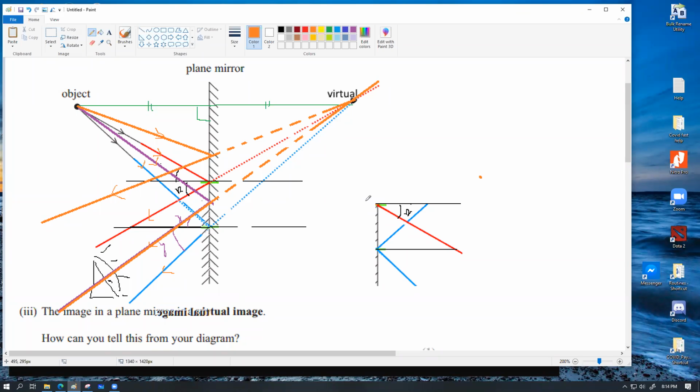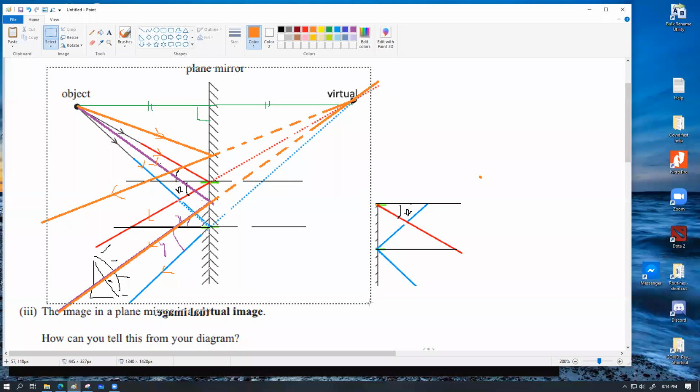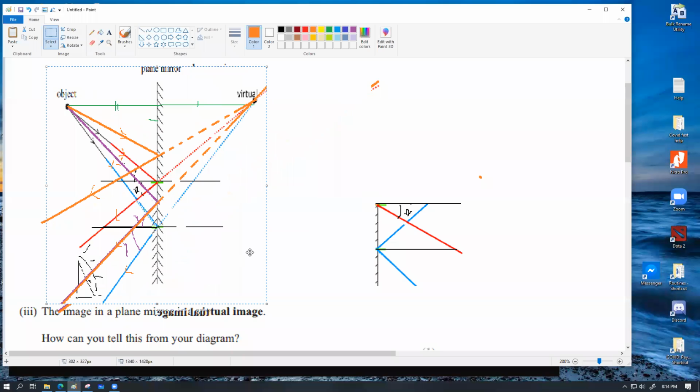Sir, what happens if the object is closer to the mirror? Well, in that case, beautiful question. This I can explain very easily like this. Did you just understand what I did? Yes, sir. This is what happens if the object is closer to the mirror. The virtual image would also get closer to the mirror.